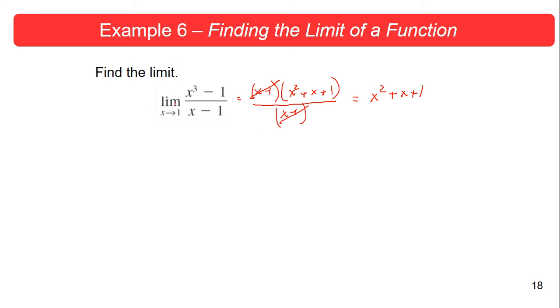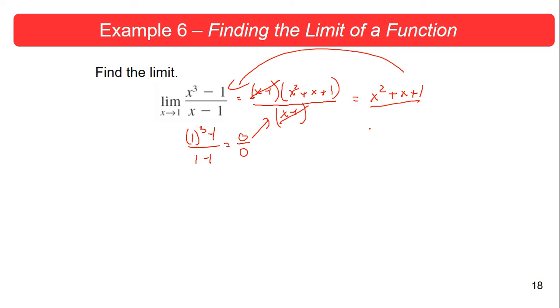Now, if we go back to our original function and I had tried direct substitution, I would have had 1 cubed minus 1 over 1 minus 1, and I would have ended up with 0 over 0. And when we get 0 over 0, there's a good chance that something's going to simplify. This is a simpler function. It isn't exactly the same because we don't have the restrictions once we're done simplifying, but this function agrees with the original everywhere except where x equals 1, because there's a hole in the original.